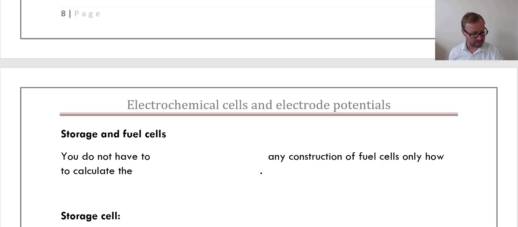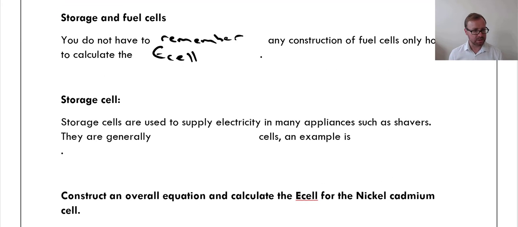Right, okay, so we will carry on. So storage and fuel cells. As I've just said, you do not have to remember any construction of fuel cells, only how to calculate the E cell or occasionally the overall equation. So we've got two different types, storage cells and fuel cells. Storage cells are used to supply electricity in many applications such as shavers. They are generally rechargeable.